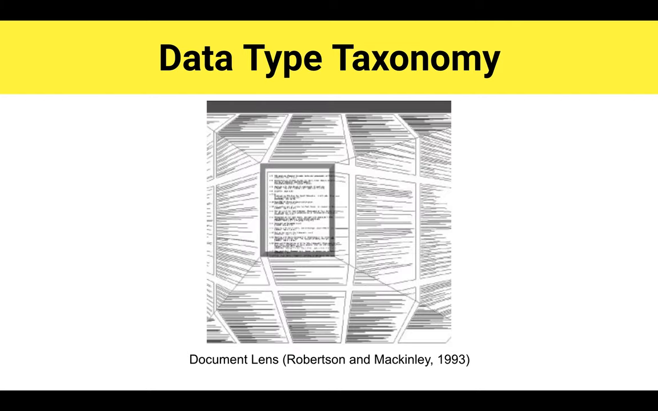In 1993, the document lens achieved a similar result for a collection of documents. One document was focused and legible, whereas the rest of the documents were intentionally distorted in order to allow the focus to stay on the single document while providing broader context.